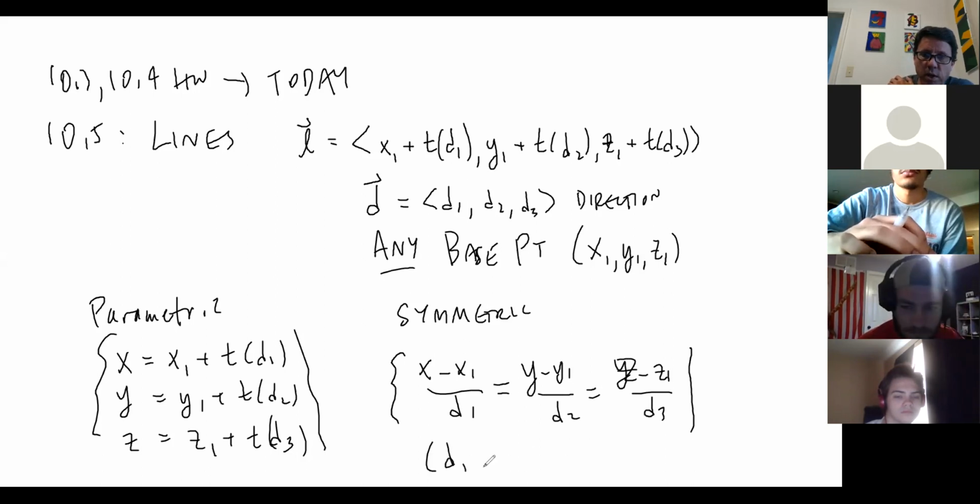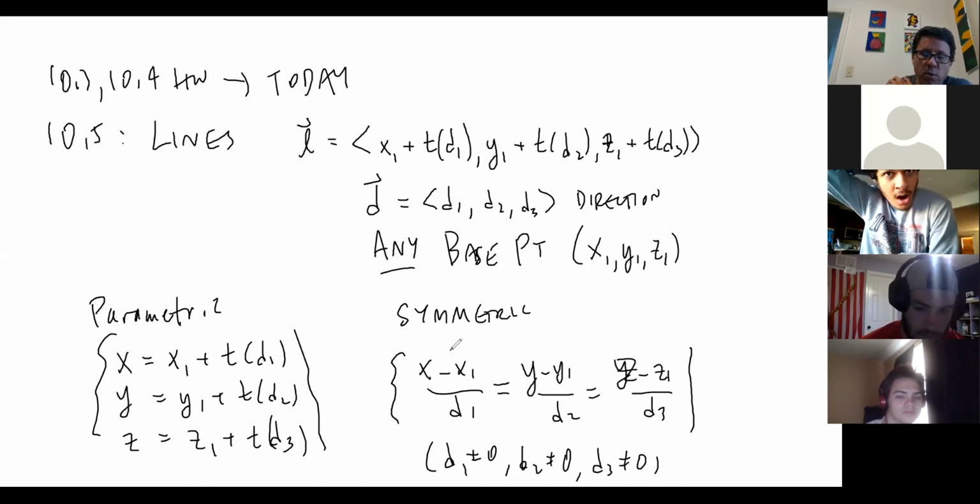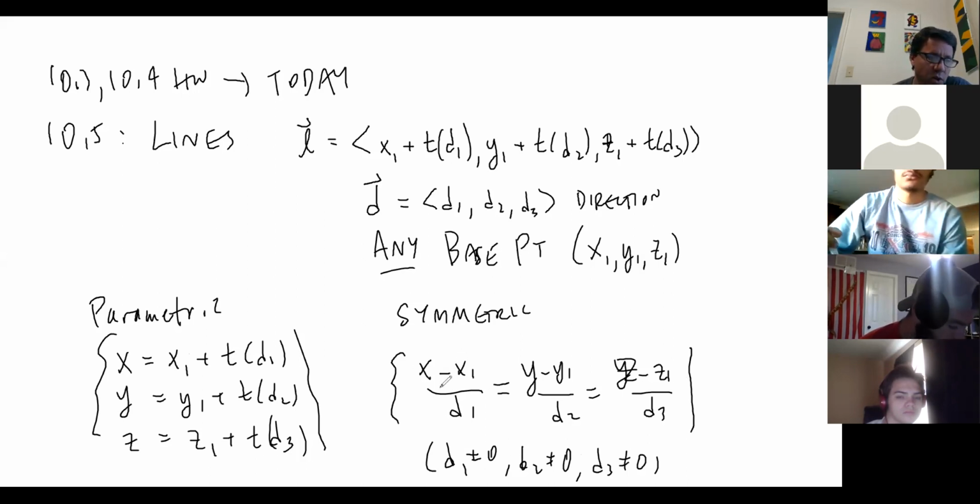Now you do have to make sure that d1 is not 0, d2 is not 0, d3 is not 0. Anytime any of those are 0, you just write it off to the side as a separate equation. For example, if d1 was 0, then you couldn't write this because you'd be dividing by 0. So instead, you say that if d1 is 0, that means x is always equal to x1. That was in the example we did yesterday. So you might have one variable off on its own, and then the other two are equal.